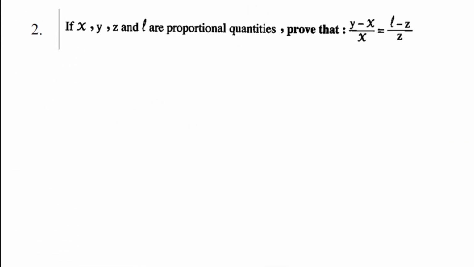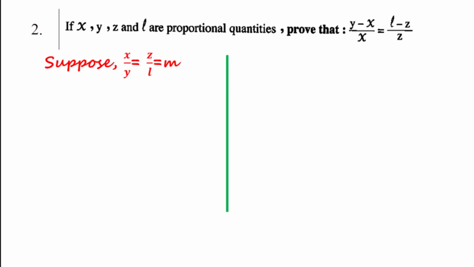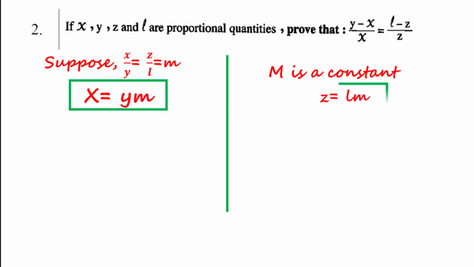Next, number 2, if x, y, z and l are proportional quantities, prove that y minus x over x equals l minus z over z. We can say that x, y, z, l are proportional. We can suppose that x over y equals z over l equals m. M is what, guys? M is a constant. So we can deduce that x equals ym and z equals lm. Don't forget, x equals ym and z equals lm.